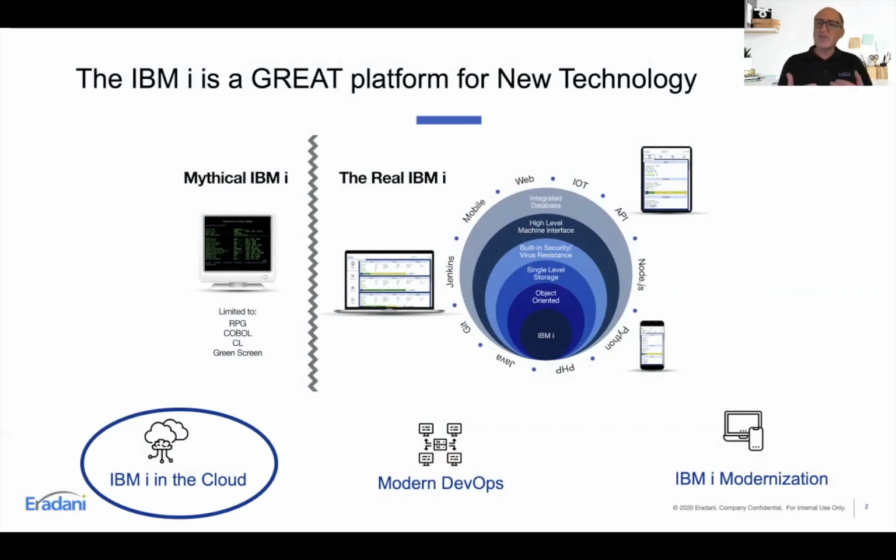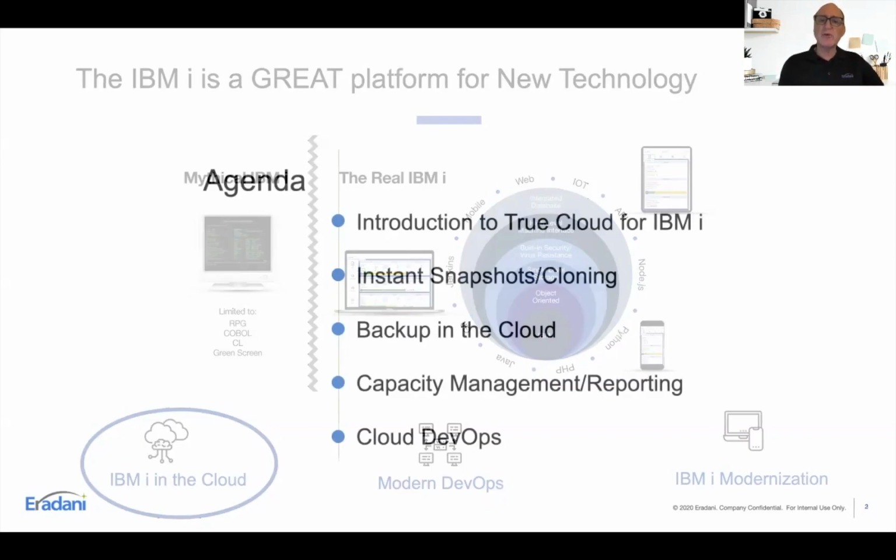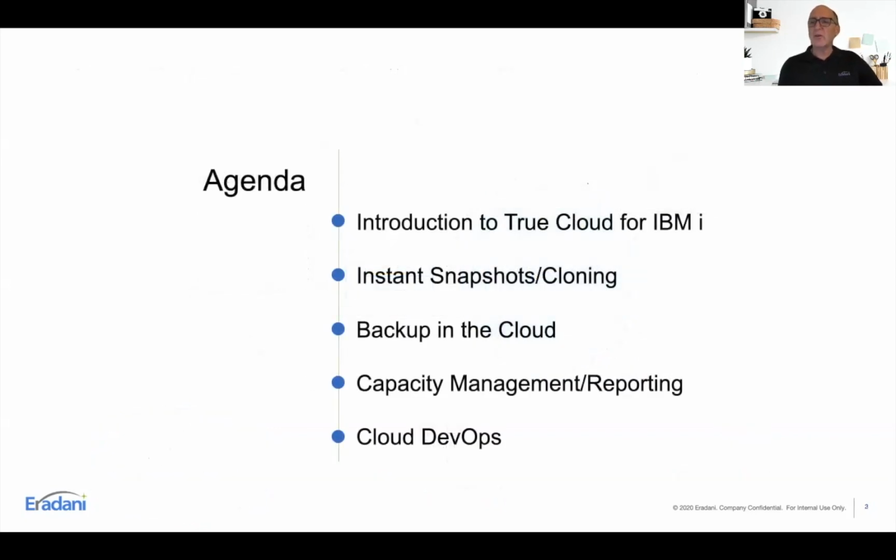And we're not talking about just having a cloud address for your IBM I, that it's sitting at someone else's location, but actually true cloud for the IBM I. So we're going to talk about what it means to be true cloud for the IBM I, where you can do everything with the IBM I in the cloud that you can do with any other platform in the cloud.